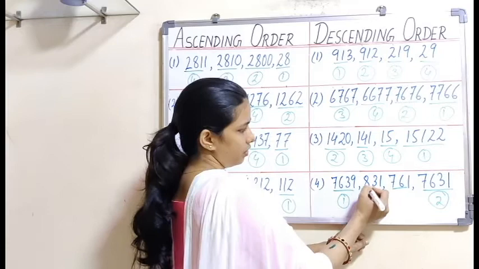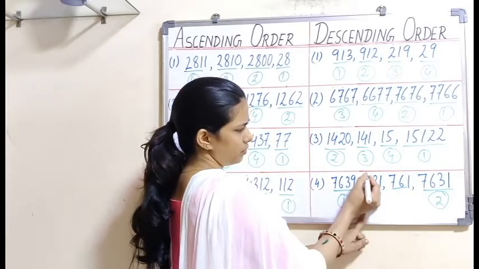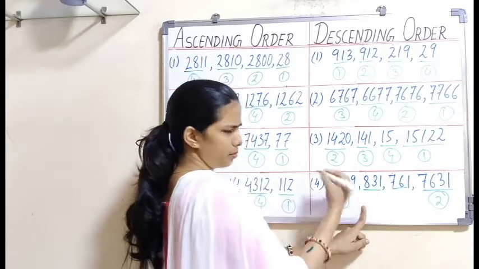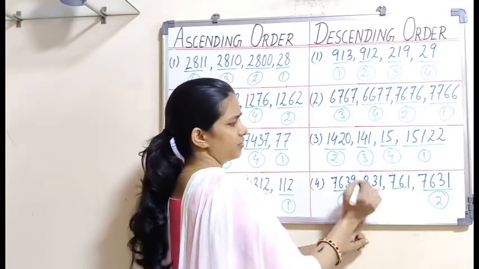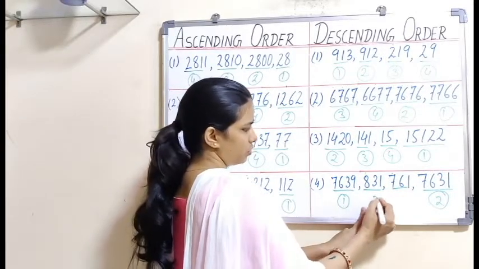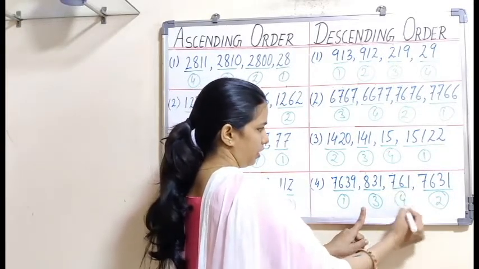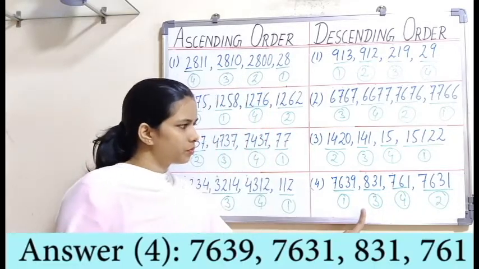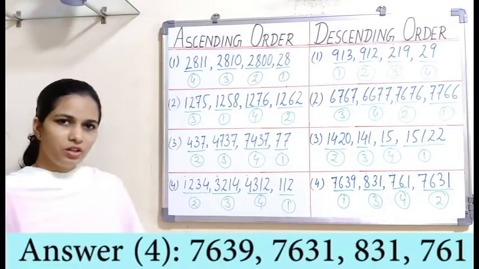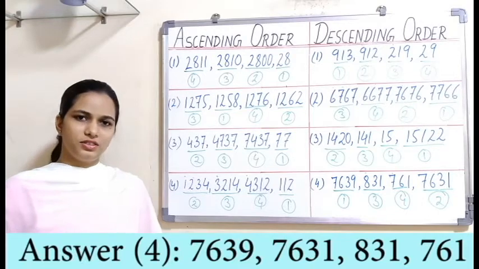Now we have 831 and 761. If we compare the first digit from the left side, we have 8 and here we have 7. So 8 will be bigger. So numbering this as 3 and this as 4. Okay, so now here we have our answer written.